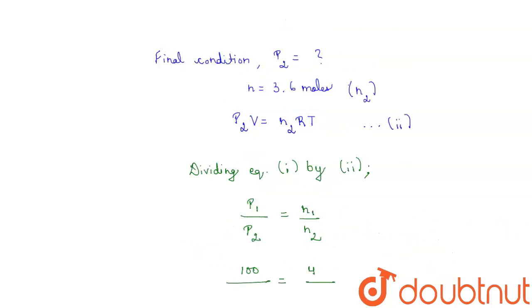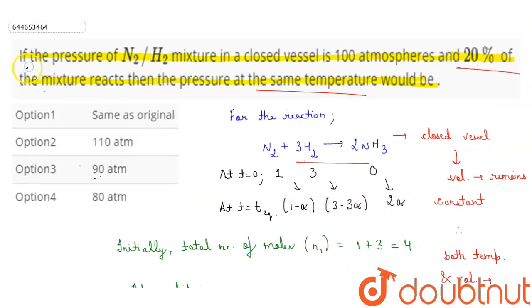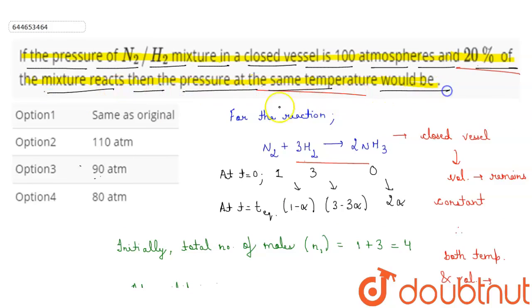So therefore if the pressure of N2 and H2 mixture in a closed vessel is 100 atmosphere and 20% of the mixture reacts, then the pressure at the same temperature would be 90 atmosphere. So option 3 is the correct answer. So this is the solution.